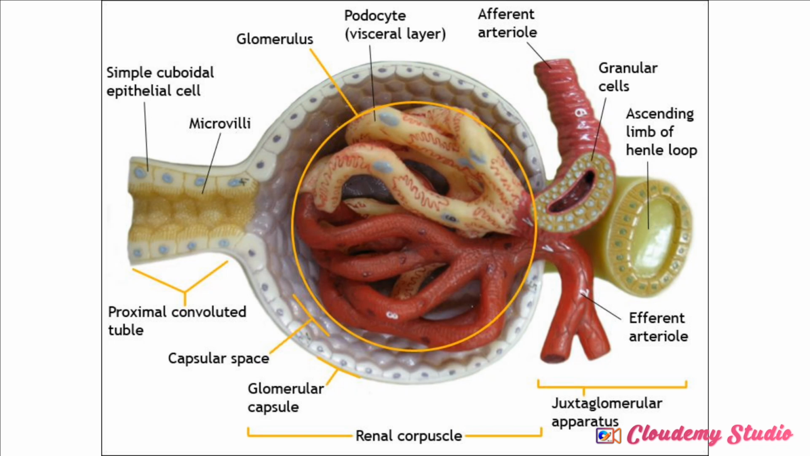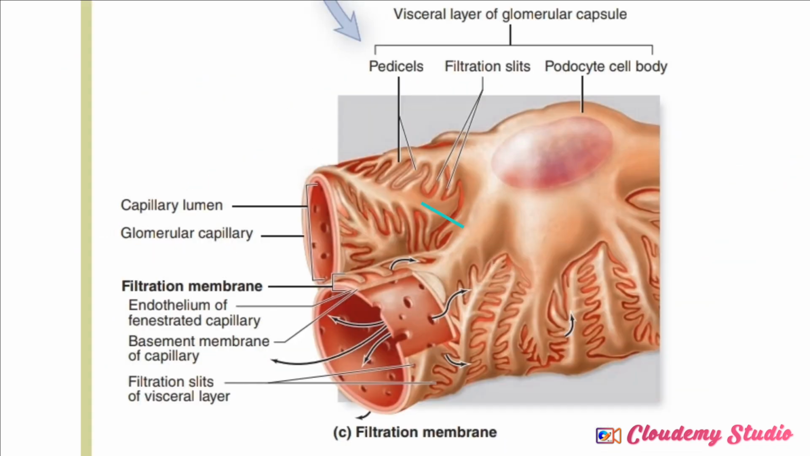So all glomerular capillaries are fenestrated capillaries. They are large enough to allow filtration of components, except the blood cells. So the second part of the filtration membrane is the endothelial cells, that is, the endothelium of fenestrated capillaries. That is the second part of the filtration membrane.